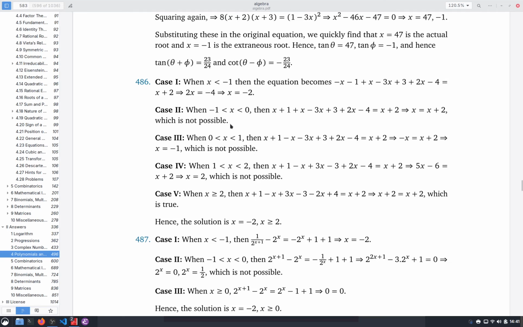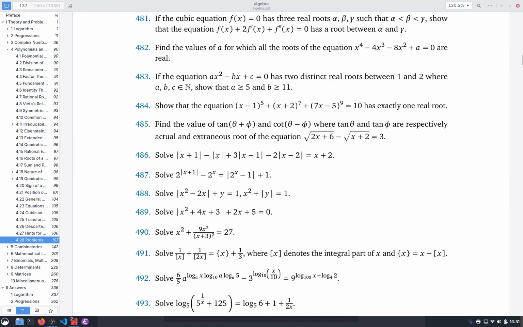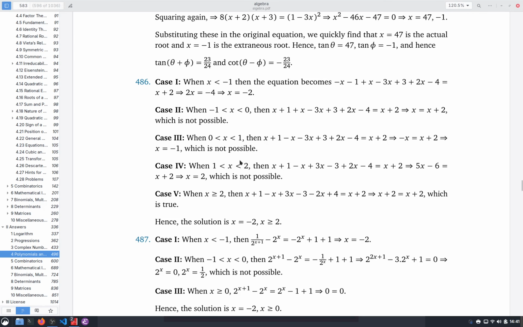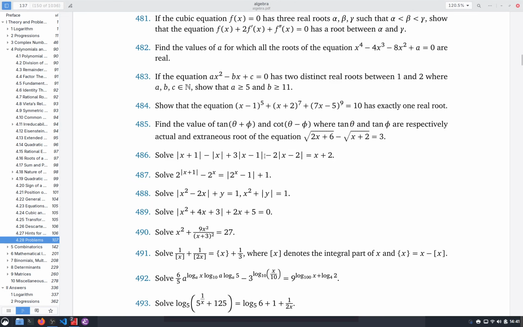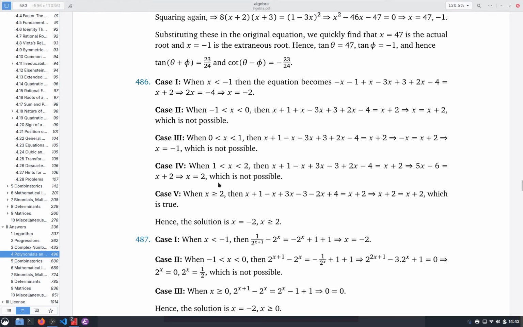So finally we get x is equal to -2, and you repeat this when x is greater than -1 and less than 0. First term will be positive, rest will be negative, and then we will have x is equal to x + 2, which is not possible. Similarly, between 0 and 1, what will happen is that first two terms will be positive, third term will be negative, you solve. In case 4, you do it for between 1 and 2. So first three terms will be positive, and this will be negative. And again, you solve, you get x is equal to 2, but our assumption is that x is less than 2, so it is not possible.